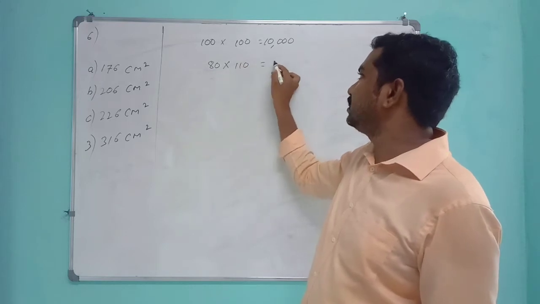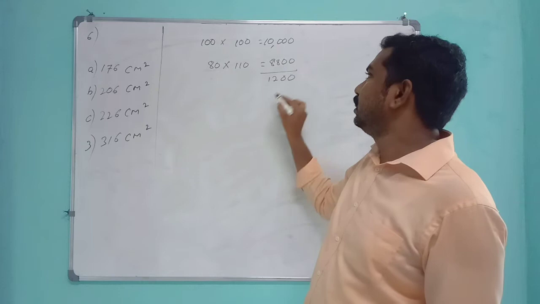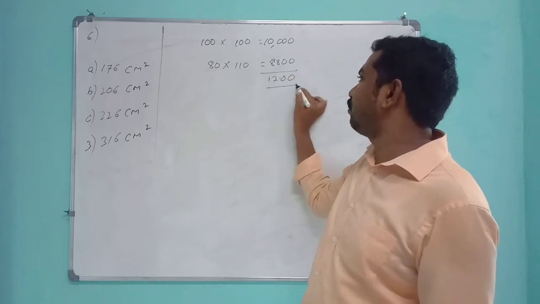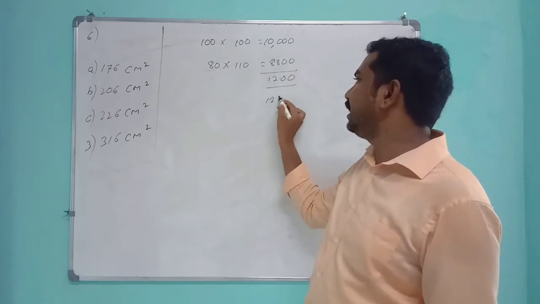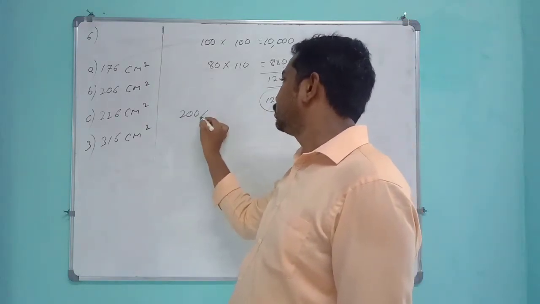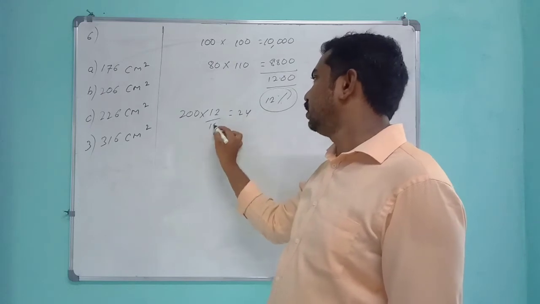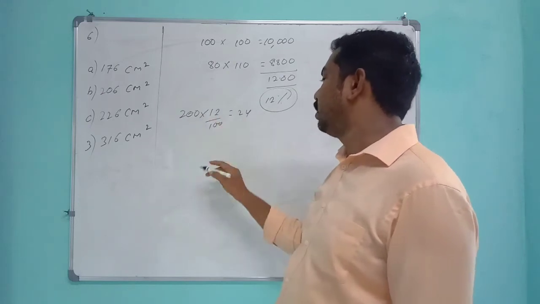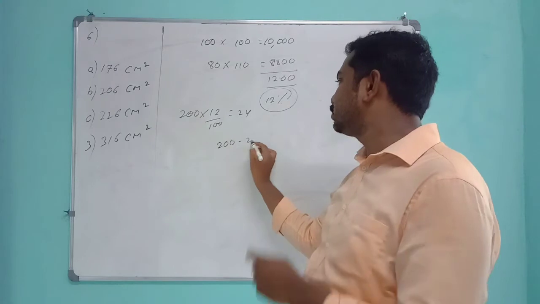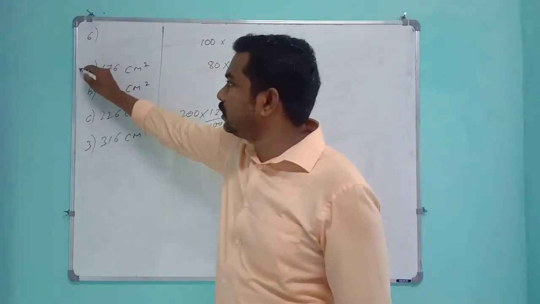80 into 110, that is 8800. Now what is the difference here? 1200, that is 12 percentage less. So originally 200, and 12% of it is nothing but 24. Therefore, 24 should be subtracted from 200. 200 minus 24 will be 176. The answer is option A.